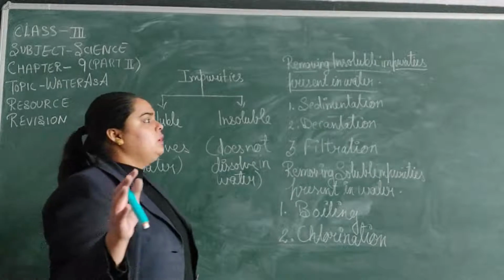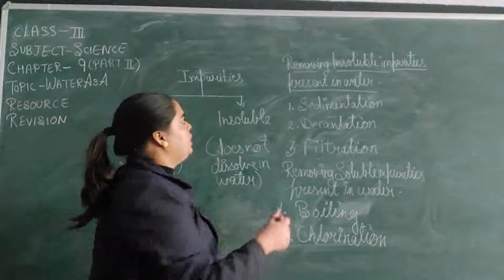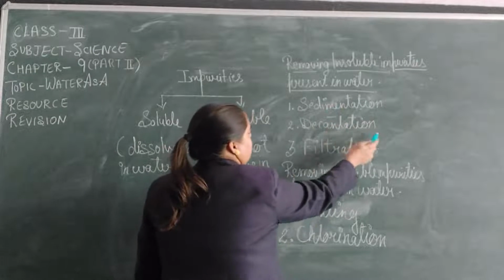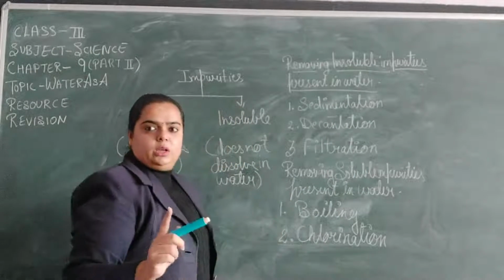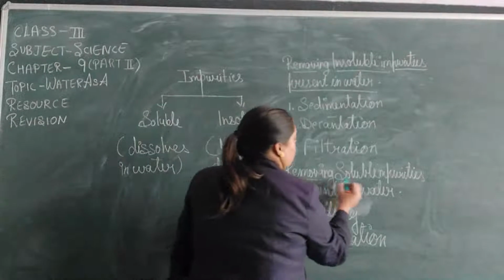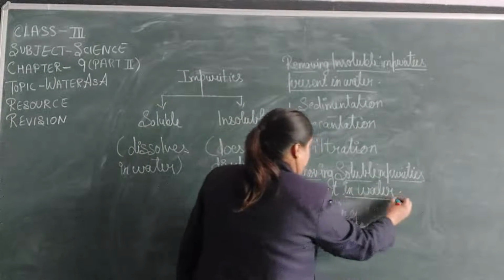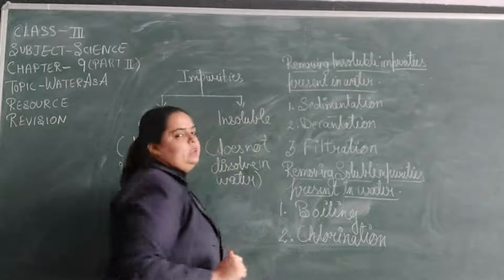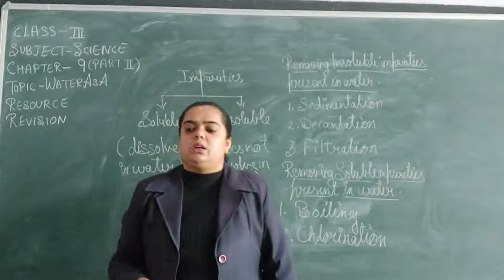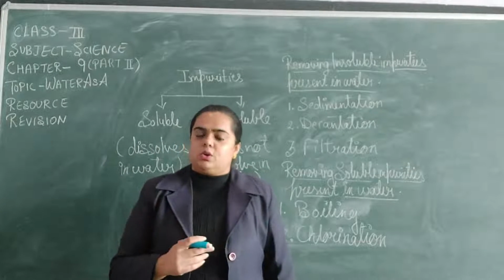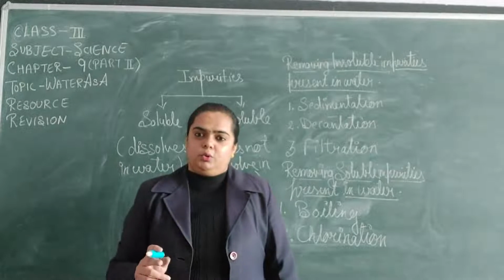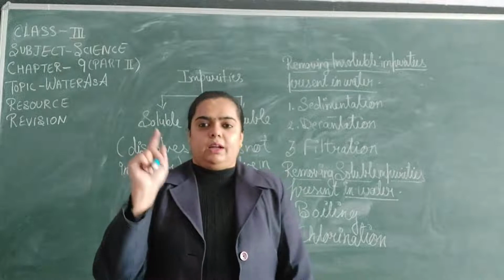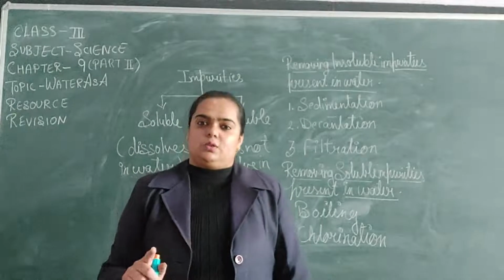So children, we learnt about methods for removing insoluble impurities in water, that is sedimentation, decantation and filtration. Okay? And for removing soluble impurities in water, we have two methods. They are boiling and chlorination. Now children, I am going to write a worksheet on the board, and what you have to do is take your science copies, write that worksheet, write all the questions and then write the answers of it.